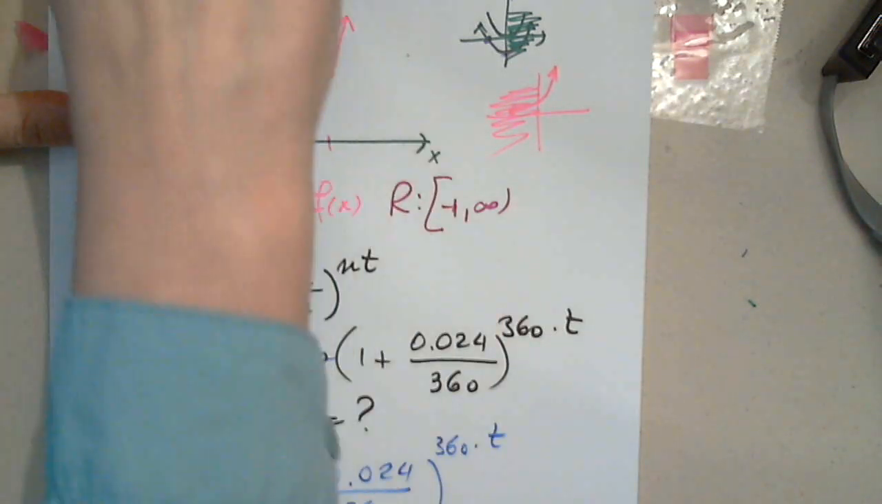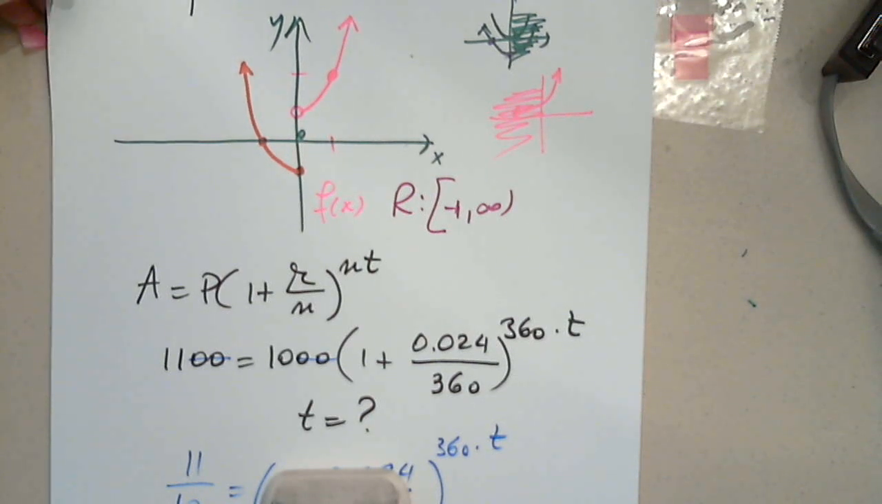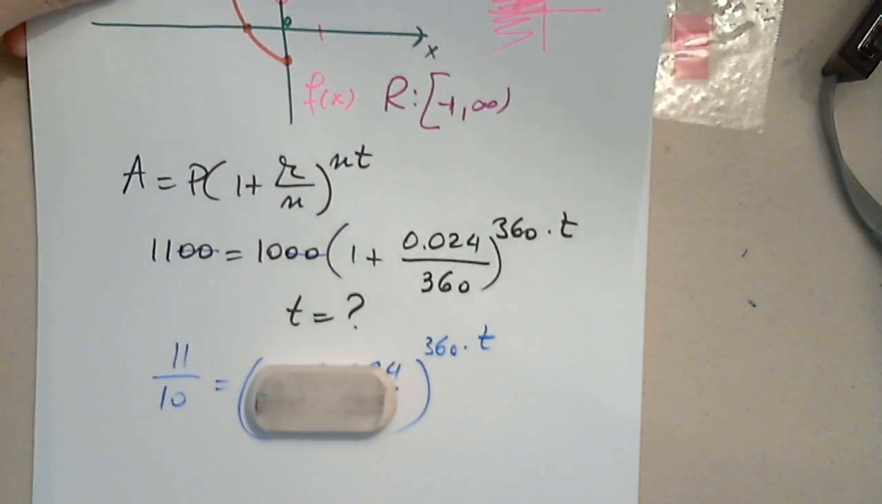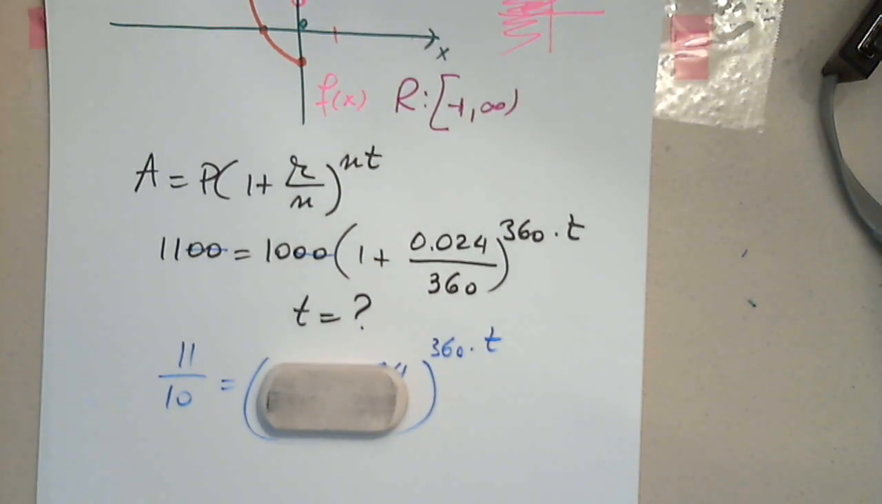Good. Don't be bothered by this. This is just a number. Don't even look at it. What will be the next step now? I don't care what I have here. It's just a number. Forget about it. What will be the next step towards solving for t?